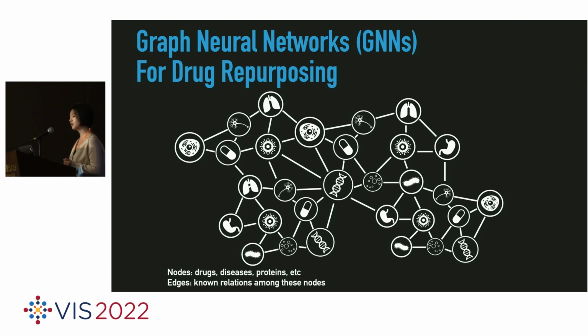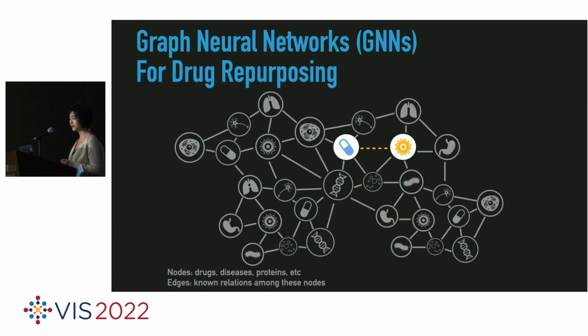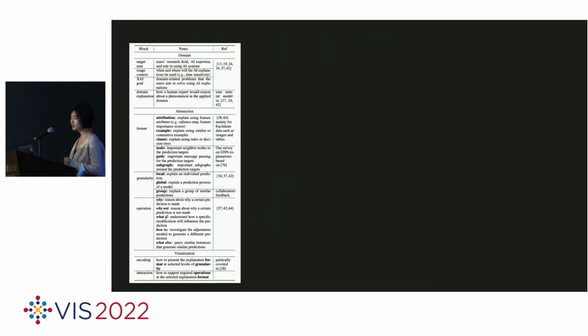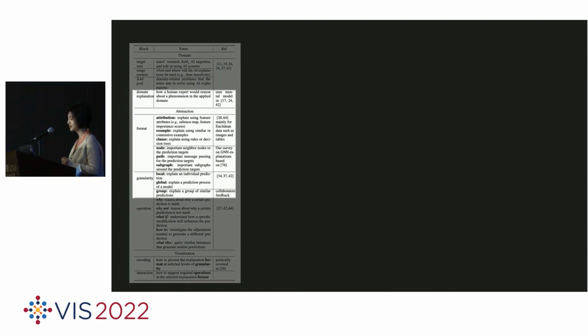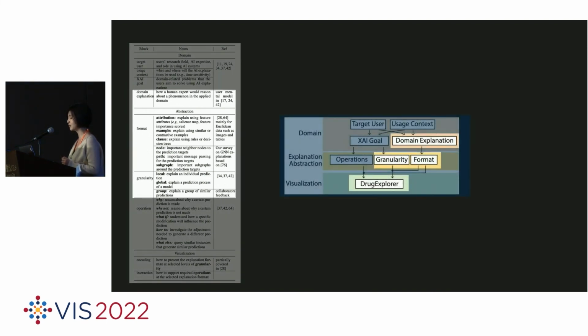Specifically, we focus on graph neural networks in drug repurposing. The input data is a knowledge graph where nodes indicate medical entities such as drugs, diseases, and proteins, and edges represent the relations between those nodes. The GNN model predicts whether an edge exists between a drug and a disease. That is, whether a drug can be used to treat a disease. Due to time limitation, I will only introduce several design considerations and how we incorporate them into our visualization tool.